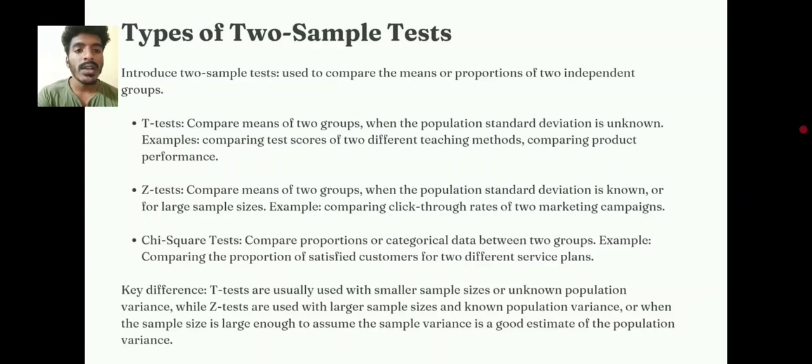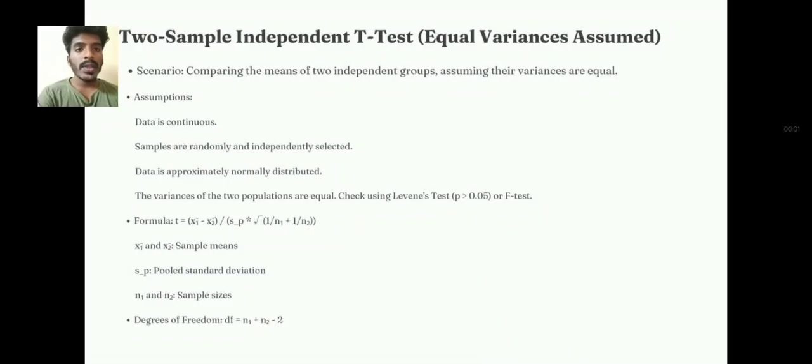Chi-square tests compare proportions or categorical data between two groups. Example: comparing the proportion of satisfied customers for two different service plans. Key differences: T tests are usually used with smaller sample sizes or unknown population variance, while Z tests are used with large sample sizes and known population variance, or when the sample size is large enough to assume the sample variance.